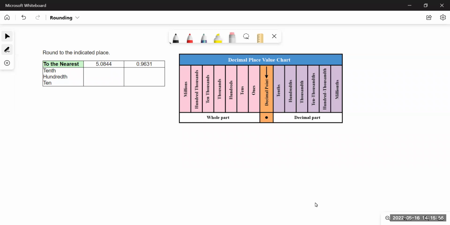Let's look at how to round these numbers to the indicated place. In rounding, you always look at the number one place value past your rounding place. And always you have to remember your rounding rule. So if the number that you're looking at is greater than or equal to 5, you're going to round up. If the number that you are looking at is less than 5, you're going to round down.